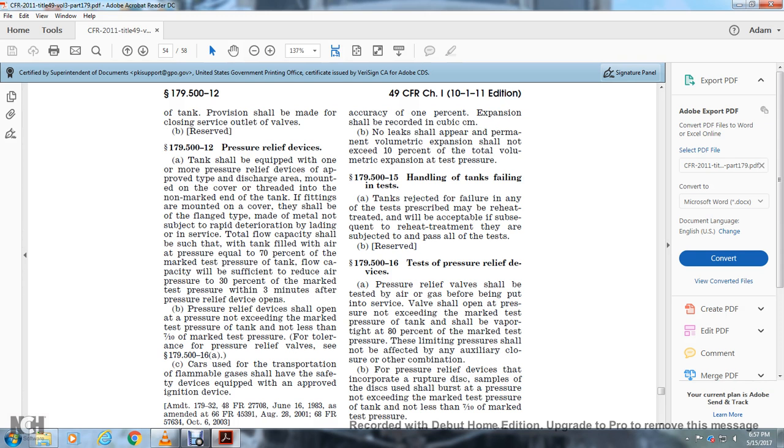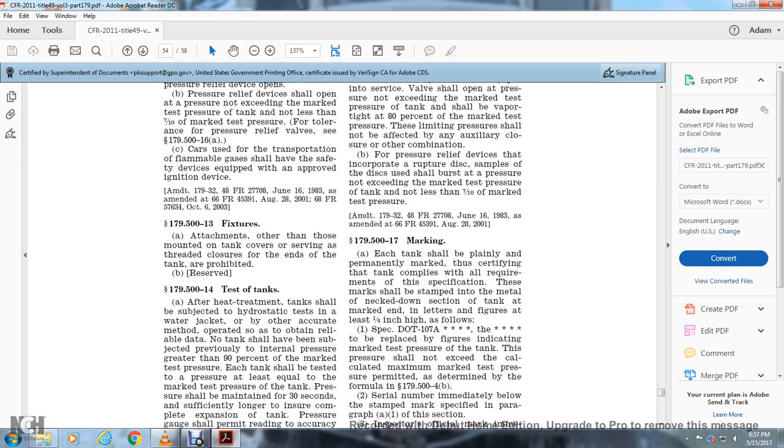179-516A. The cars used for transportation of flammable gases shall have safety devices equipped with an improved ignition device. 179-513 Fixtures. Attachments other than those mounted on the tank cover, surfacing thread closure for the ends of those tanks are prohibited.